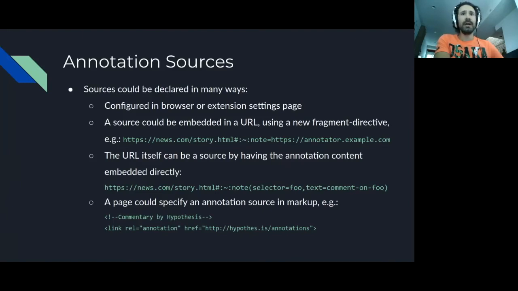Another option is that URLs themselves could specify a source. So this wouldn't require users to subscribe to an annotator or do any kind of configuration. So this would be really useful for aggregating websites like Reddit. So this could be a way, for example, I mentioned earlier, of bringing commentary to the destination page. You could imagine linking to a news story and then saying, go to the news site and then also fetch annotations from this other separate source.